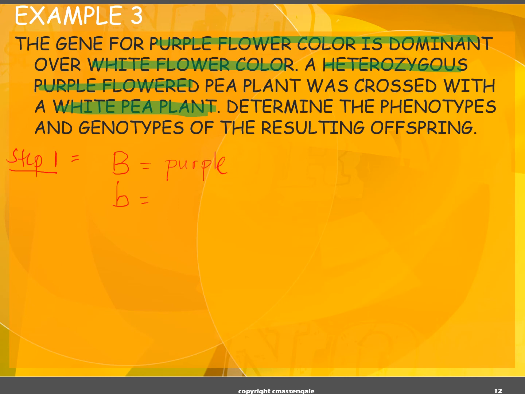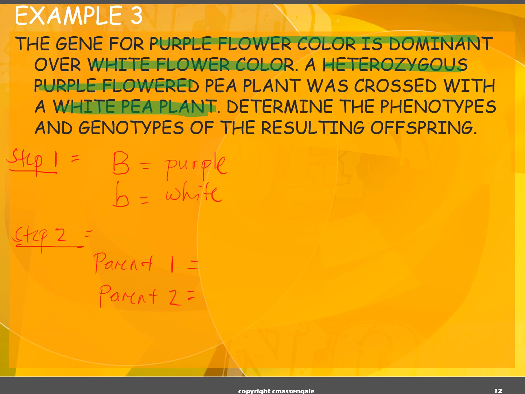And then, small letter b here represents the color white. Okay, so that is step number 1. Next, let's proceed with step number 2. For our step number 2, we will determine the genotype of parent number 1 and then parent number 2.